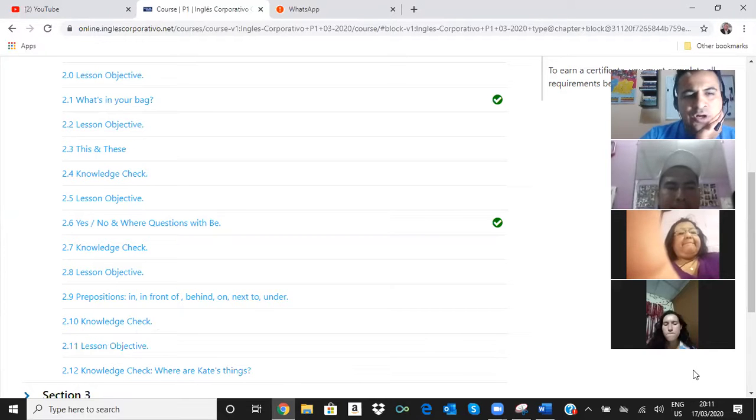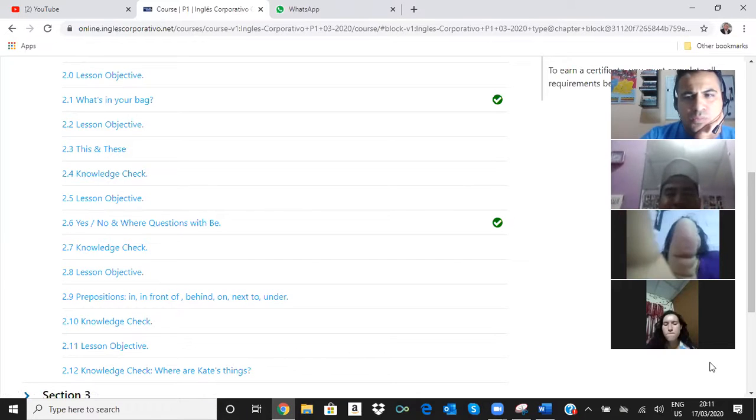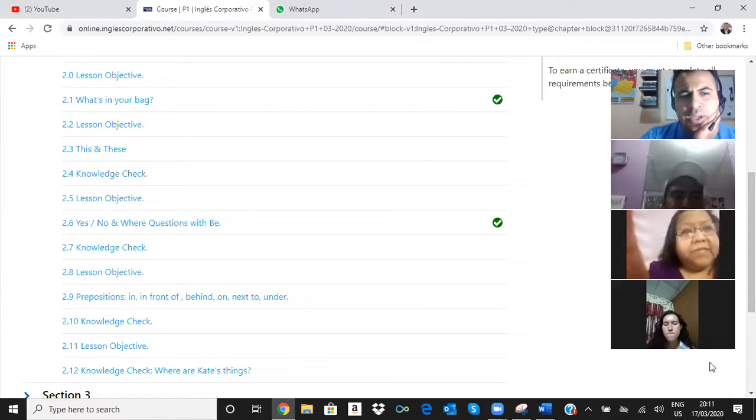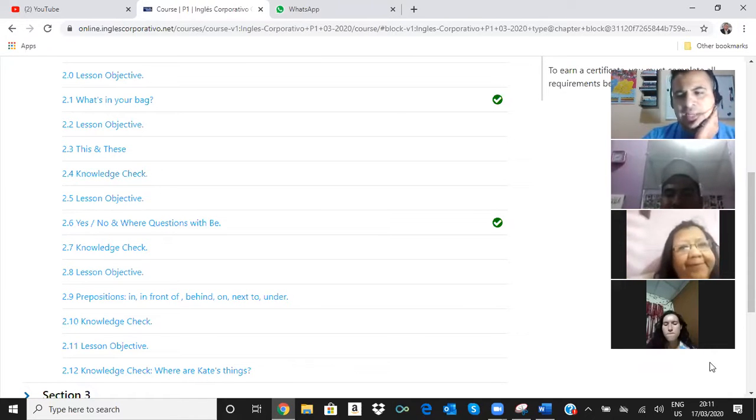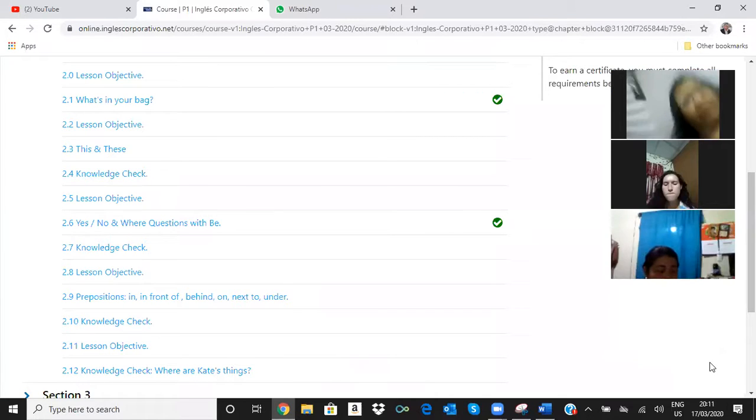William, where are you? Me quedaba más o menos en el 2.4, si no me equivoco. Okay, pero tenía una duda. Ajá. En el 2.4, en una que estaba igual a la 1.11. Ok, entonces vamos a aclarar esas dudas para que así puedan continuar. Ya vamos a regresar ahí, William.